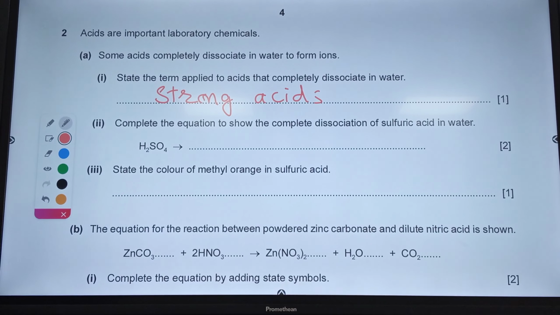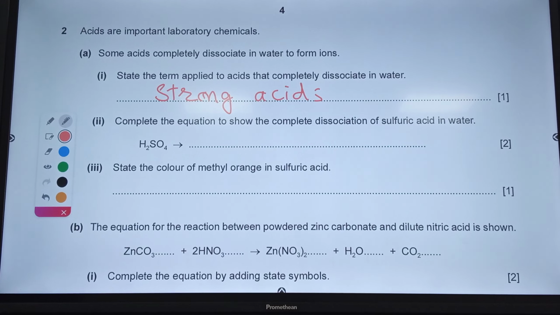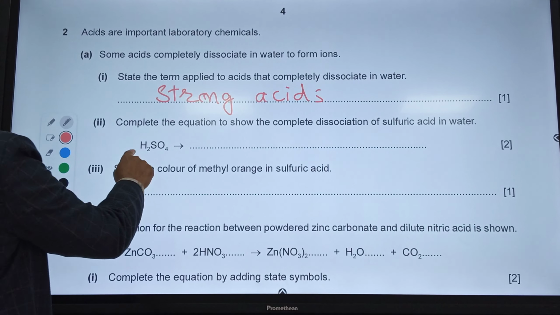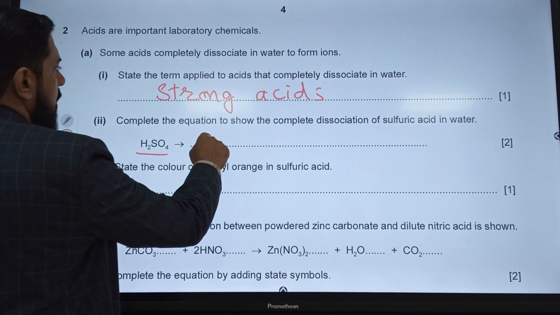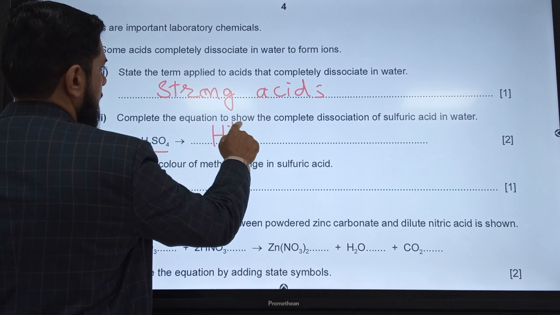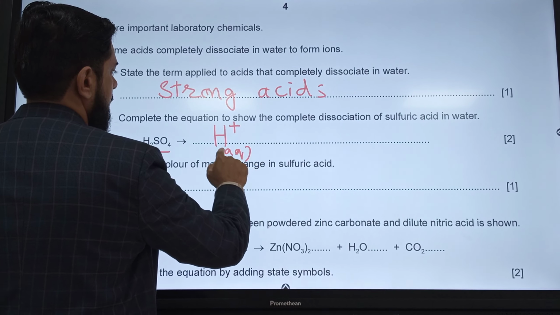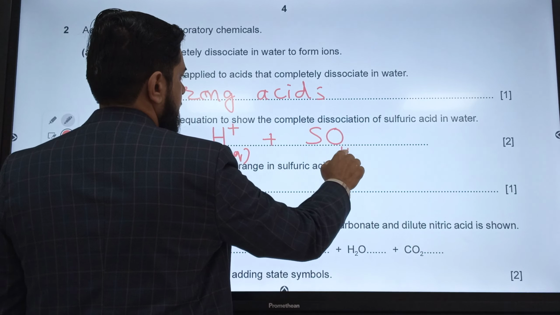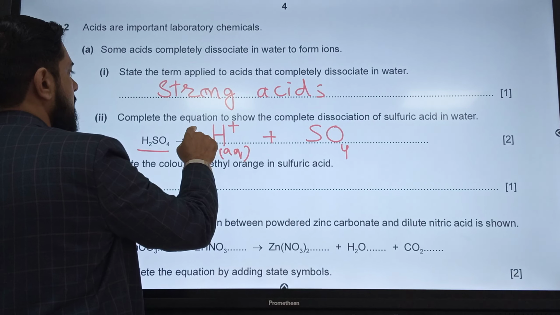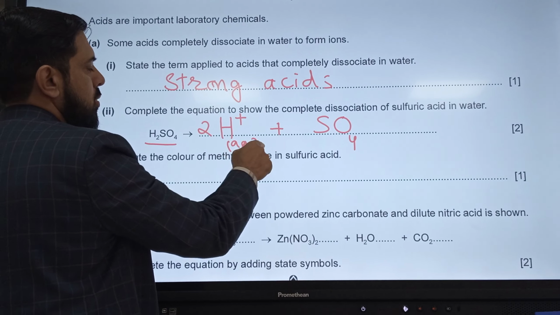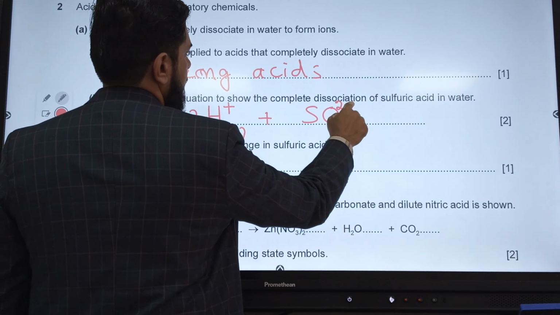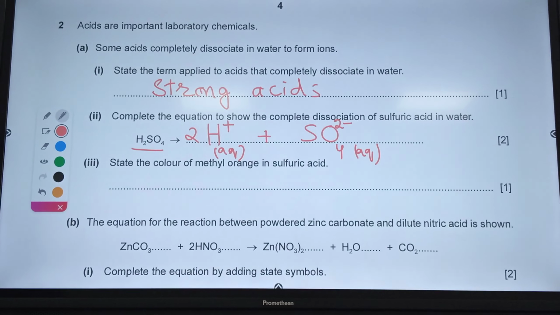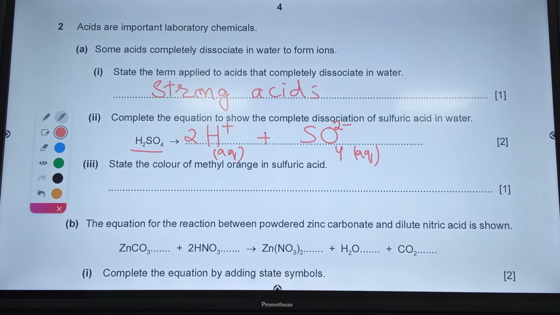The next he says complete the equation to show the complete dissociation of sulfuric acid. So this is the formula of sulfuric acid. Whenever it dissociates, it will give us hydrogen ions, plus the rest of the part, which is sulfate, is released. As there are two hydrogen ions, it will release two, and the sulfate will have two negative charges. So this is the ionic equation or the dissociation equation.